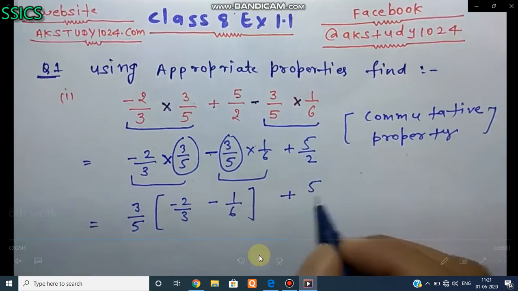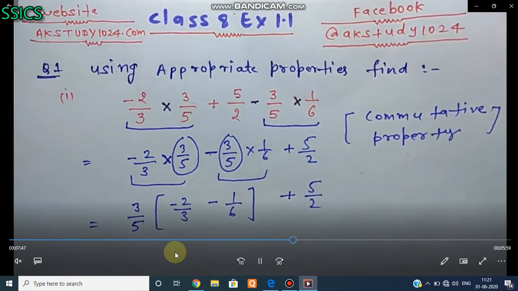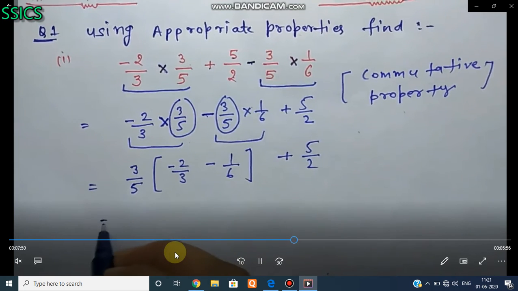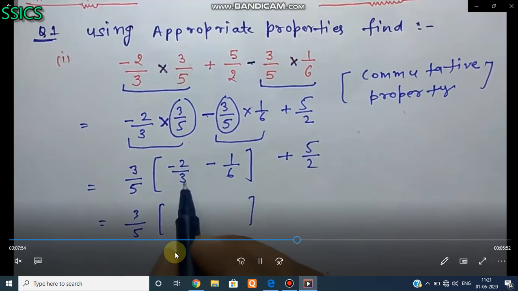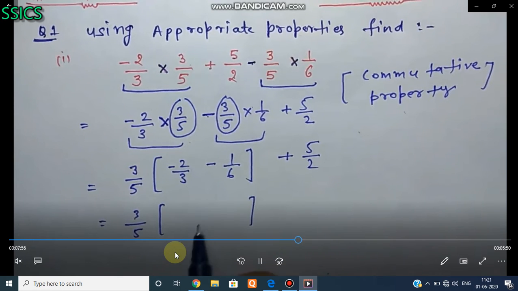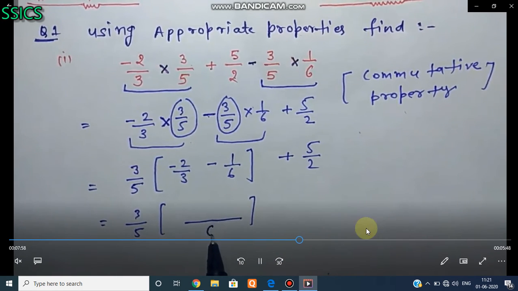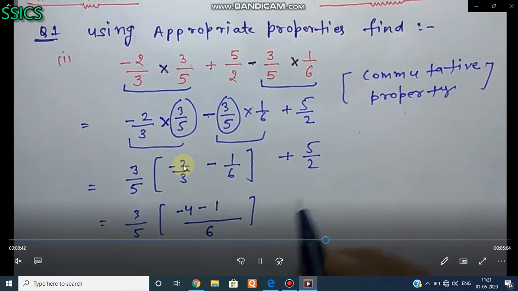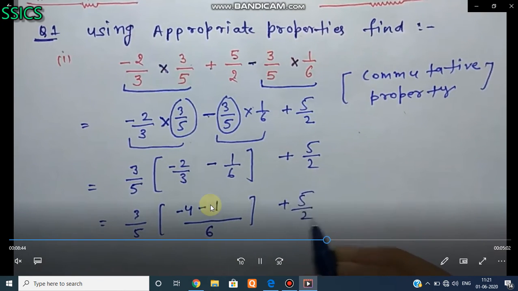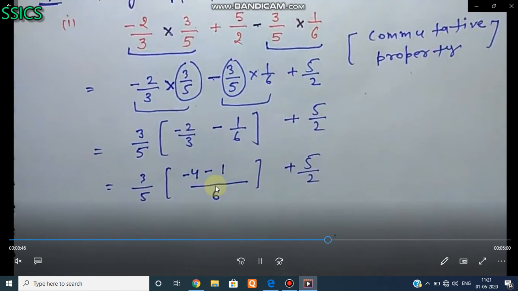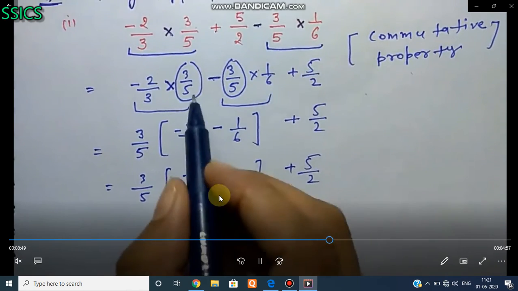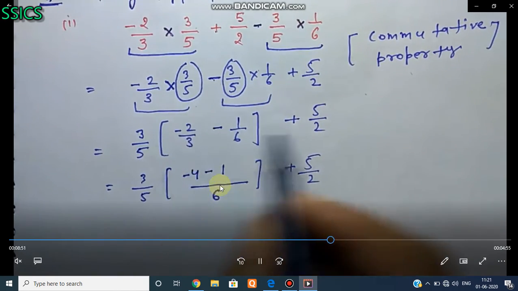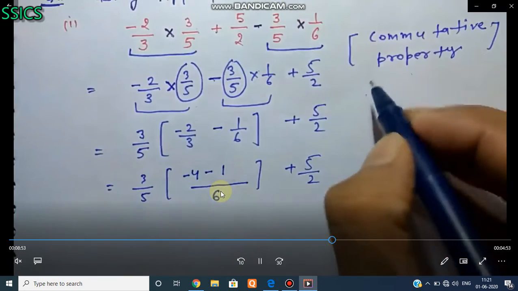Next is the last term, 5/2. Now simplify this term. Take the LCM of 3 and 6, which is 6. Again solving the problem, it becomes -4 -1. Using fraction addition and subtraction we can simplify this.